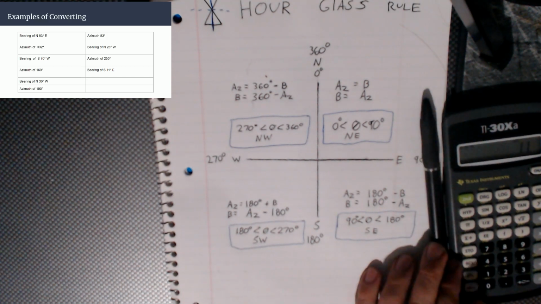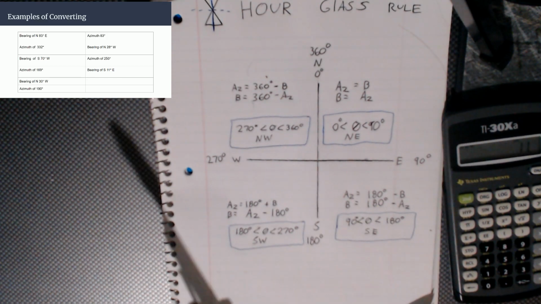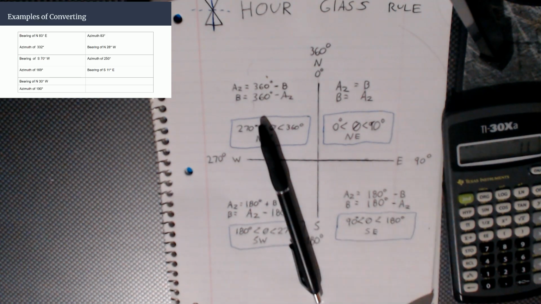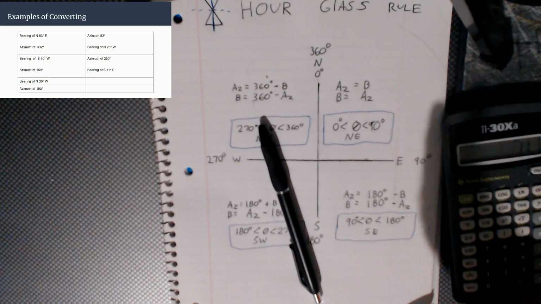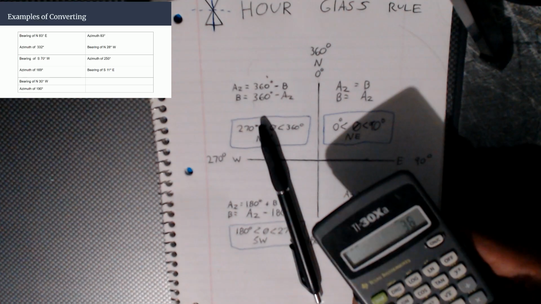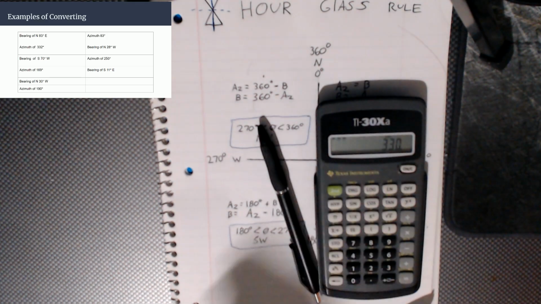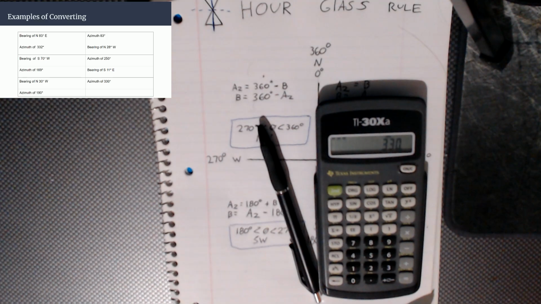Okay, now let's try a bearing of 30 degrees northwest. Boom. We're going to say 360 minus 30. We get 330 degrees. And that would be your azimuth.